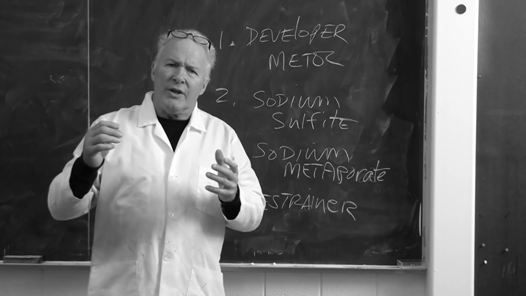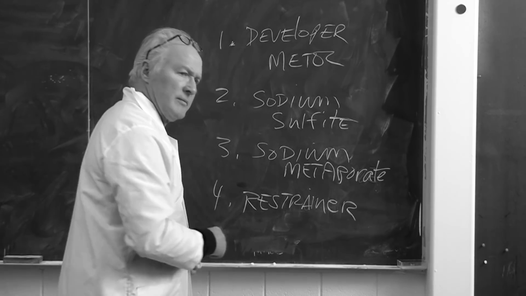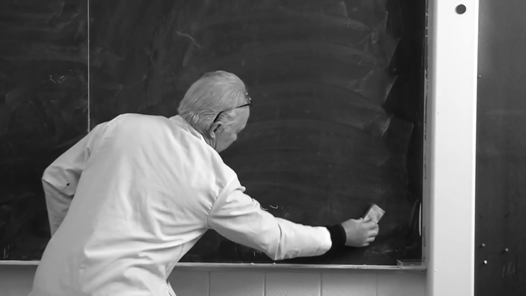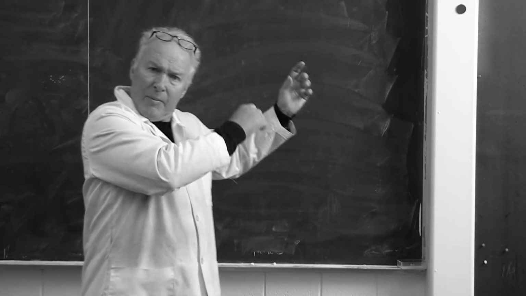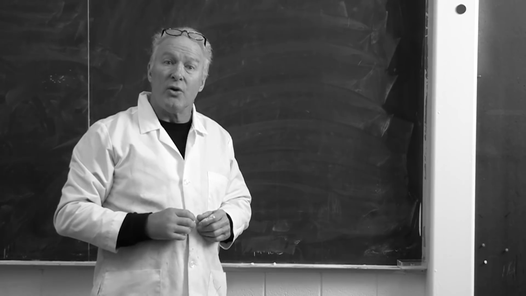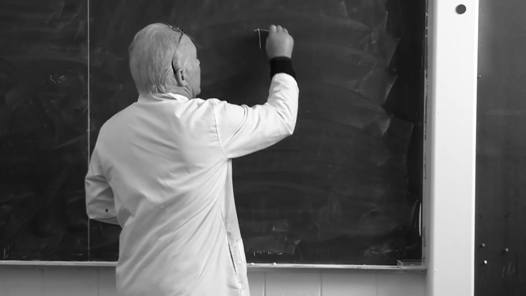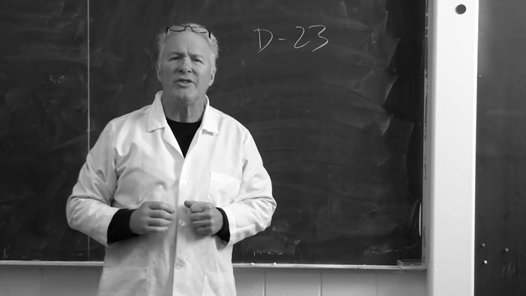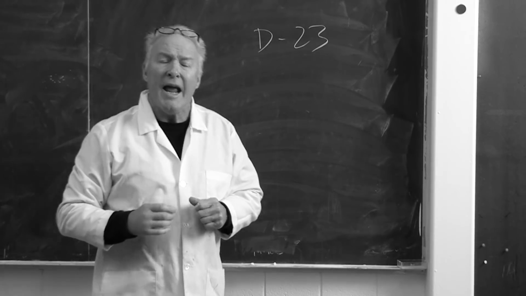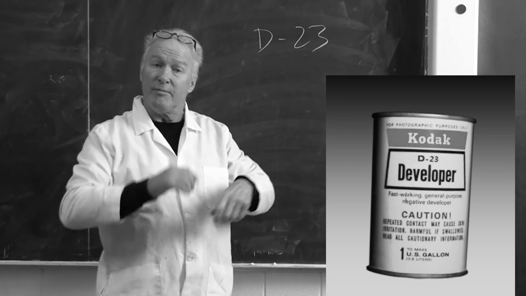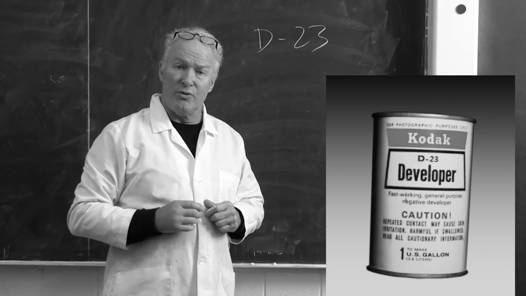So why do this? Well, this is very interesting. At least I think so. The combination of all those ingredients that I just showed you makes an actual developer called D23. It's very similar to D76, only a little softer. Ansel Adams used it. Eastman Kodak had a can of it you could buy, and you just pour it in, mix it up, just like the other developers that we have today.